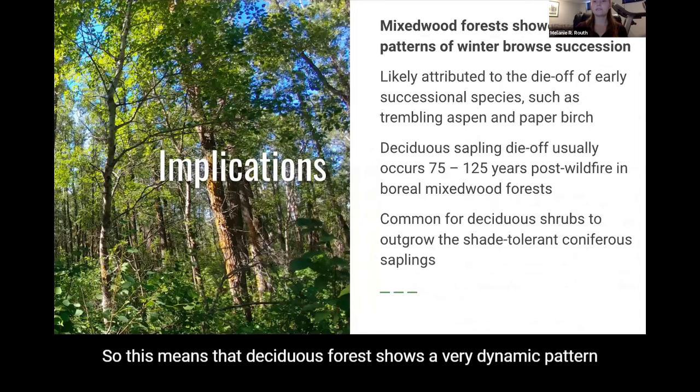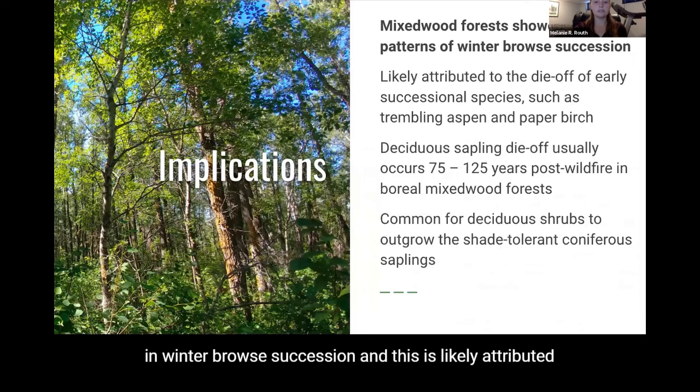So this means that deciduous forest shows a very dynamic pattern in winter browse succession. And this is likely attributed to the die-off of early successional species such as trembling aspen and paper birch. These 2 species are root-suckering broadleaf species that are really known to grow in high numbers post-wildfire. The lifespan of deciduous sapling species is relatively short compared to late successional coniferous species, so they usually start to die off at 75 to 125 years post-wildfire in the boreal mixed woods.